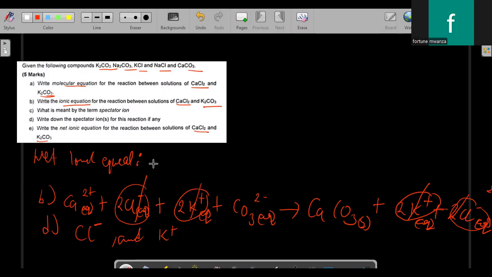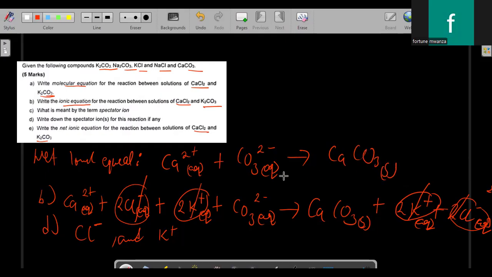So we write whatever has remained. You can see we've remained with the calcium ions, aqueous, plus your carbonate ions, in aqueous. Then this gives us in the product calcium carbonate as a solid. So this is the net ionic equation for this particular reaction.